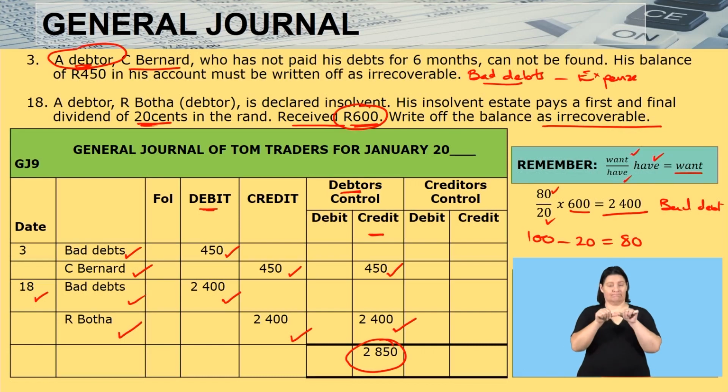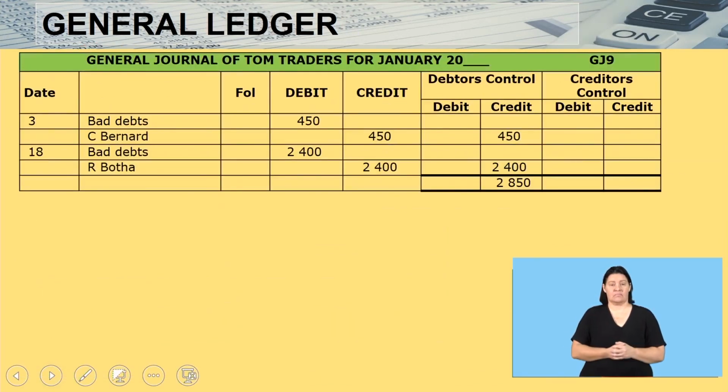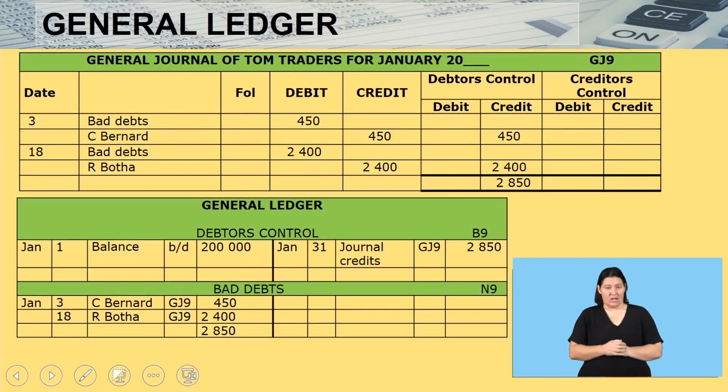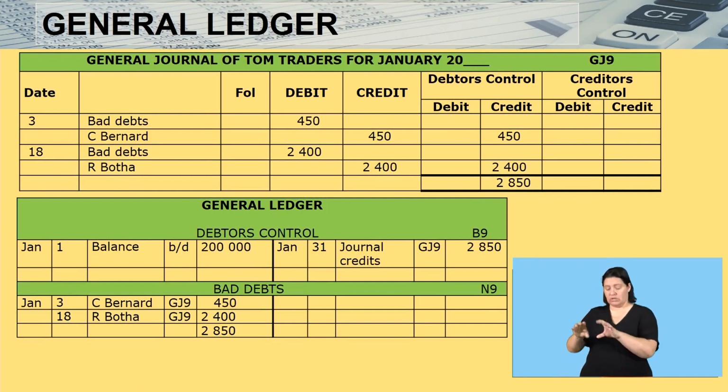Let us quickly move on to the next aspect. In this case, what we have is our general journal, as you can see, and we are now going to post it to the general ledger. Let's quickly do that. In the general ledger, the first account is the debtor's control, which is an asset. Increases on the debit, decreases on the credit. So our balance is 200,000.